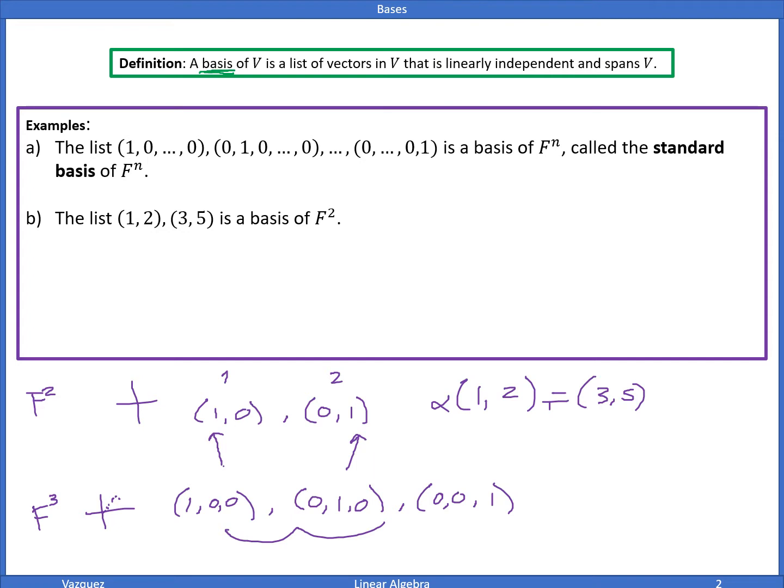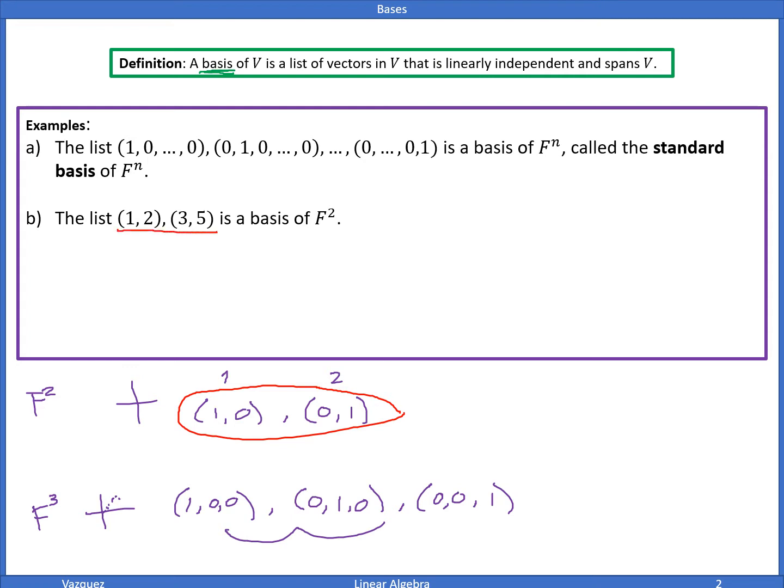Just because we have this standard basis of F^2, that doesn't mean there's only one basis. There can be multiple. As you can see up here, this is another basis of F^2. In fact, there are infinitely many bases you can choose from, but they all should fit that definition.